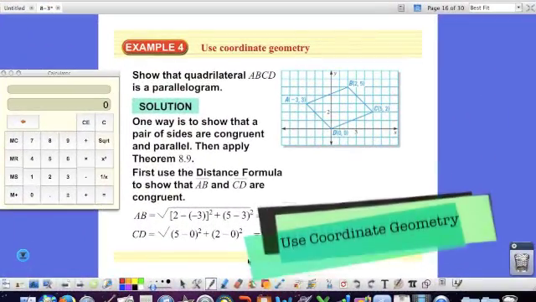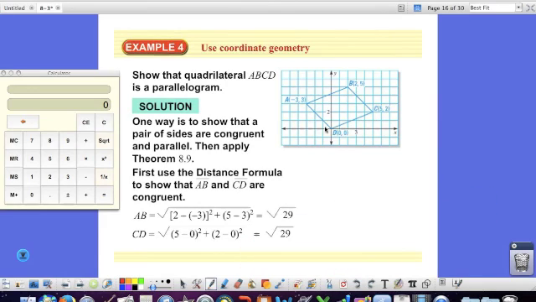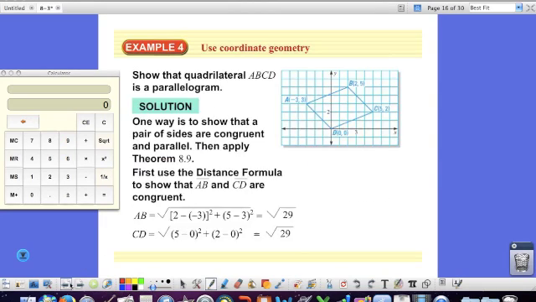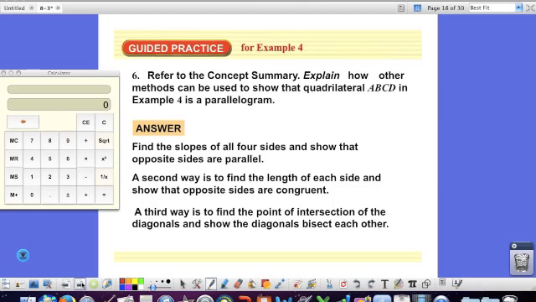Use some coordinate geometry to show that quadrilateral ABCD is a parallelogram. One way is to show that a pair of sides are congruent and parallel. So if we can show that they're congruent and parallel, then we can apply Theorem 8.9. To show that two are congruent, you would use the distance formula. So you could find the length of AB and CD, which they did. It's radical 29. You can also then find the slope of those two lines. Since the slope is the same, they are parallel. So if they have the same length and the same slope, it's a parallelogram.